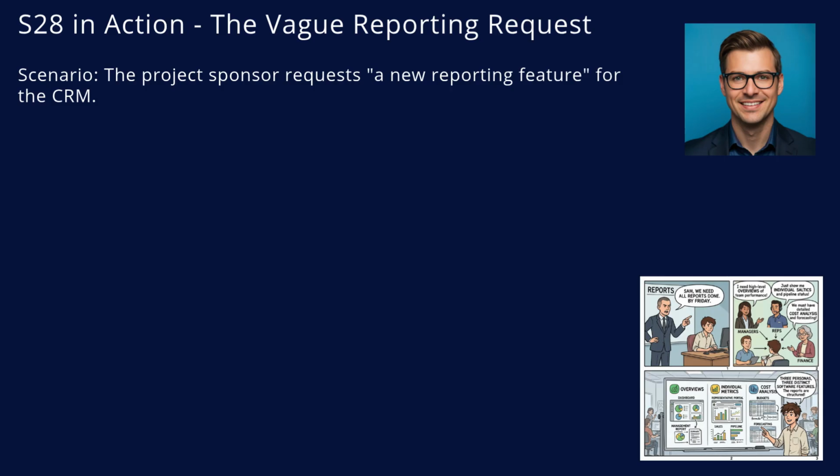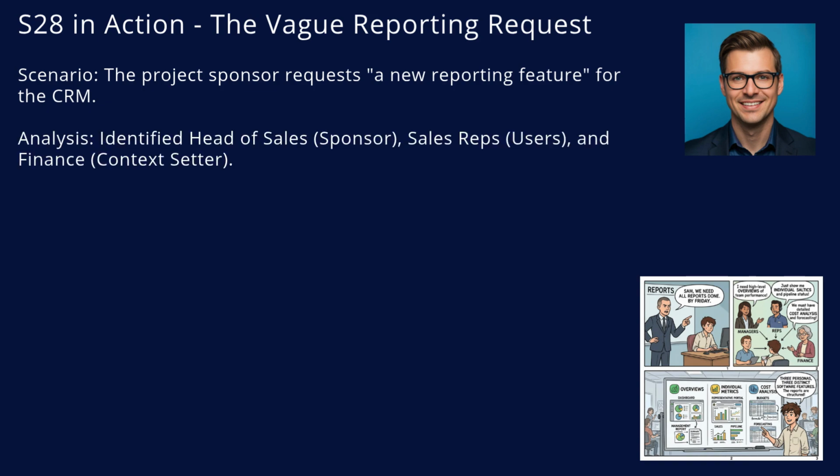Imagine you are building a new CRM, and the project sponsor gives you a very common, very vague request: "We need a new reporting feature." Instead of just building generic charts, you begin your analysis. You identify 3 distinct stakeholders: the head of sales as the sponsor, the sales reps as the users, and the finance department as an indirectly affected context setter.